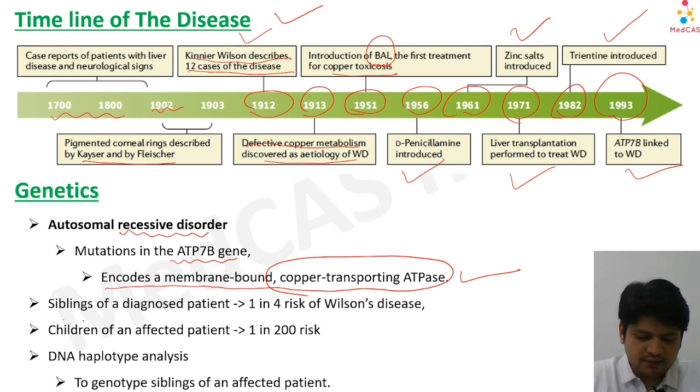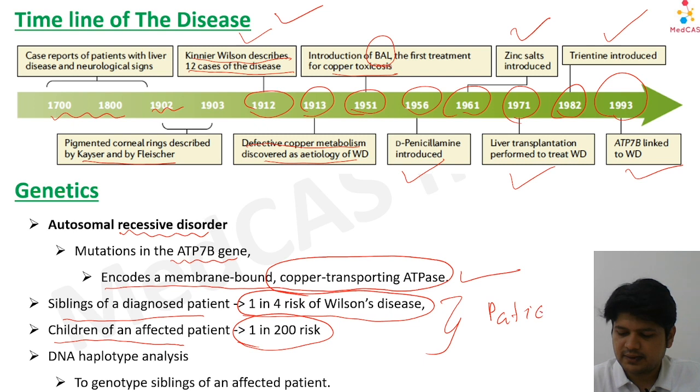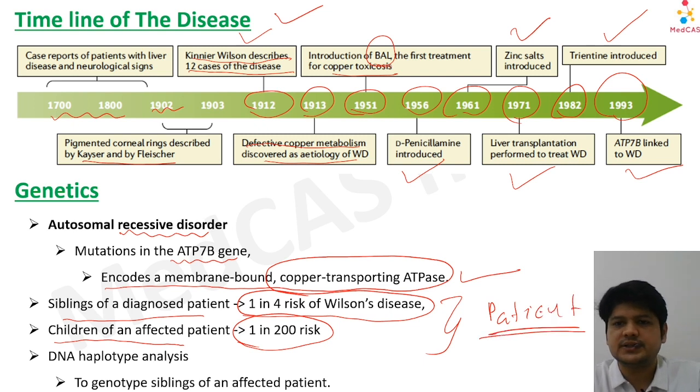The sibling of a diagnosed patient has 1 in 4 risk of developing Wilson's disease, and a child of an affected patient has 1 in 200 risk. These are the two questions which your patient will definitely ask. Okay, so in your clinical practice, you have to respect this. You have to know this, that okay, I have disease.